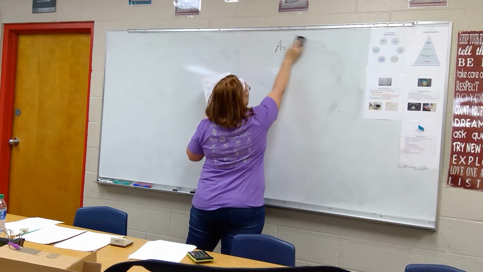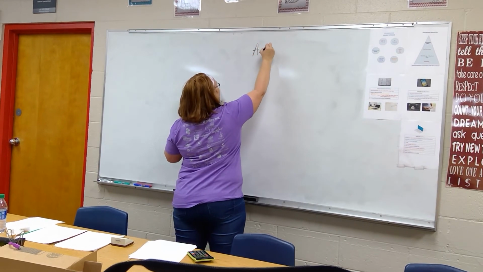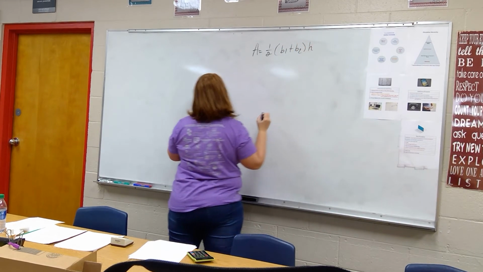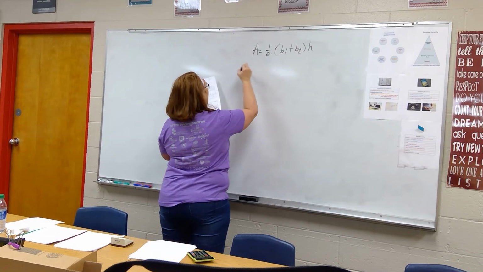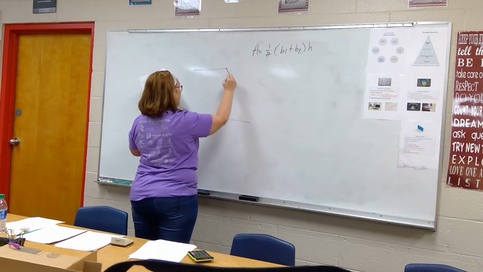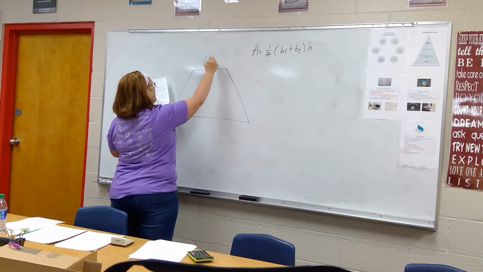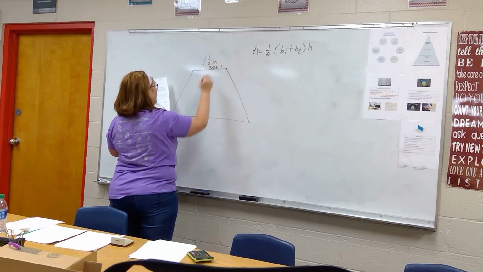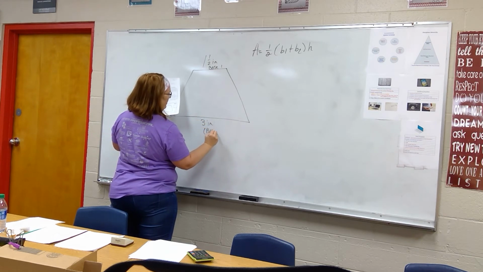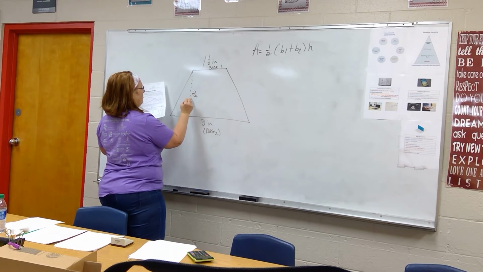We have a trapezoid, so think back to what we were doing the last time. Our formula is area equals half times base 1 plus base 2, times height. On the trapezoid, if you measured this out, base 1 is 1½ inches. Base 2 is 3 inches. And then your height, you have to draw the little line going down. It was 2 inches.